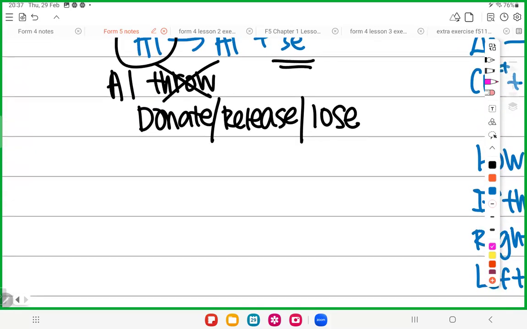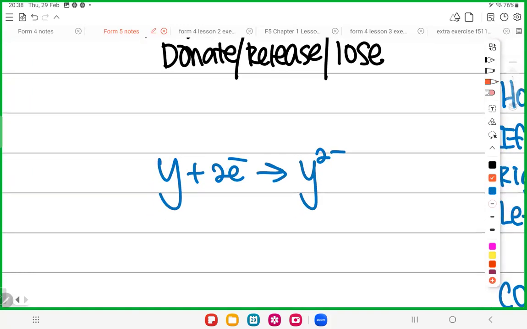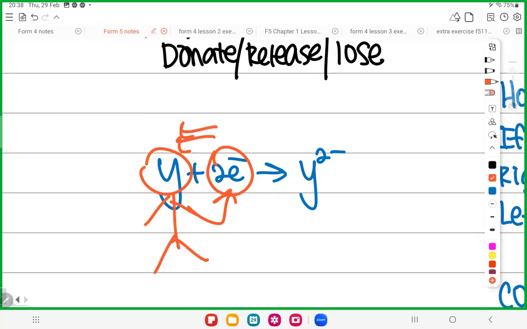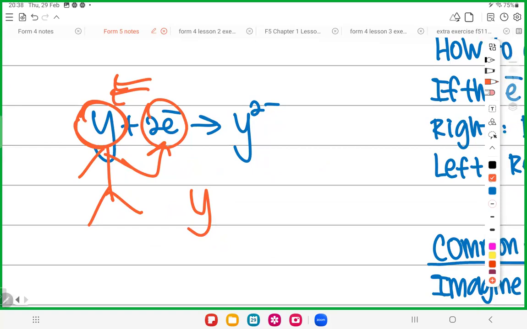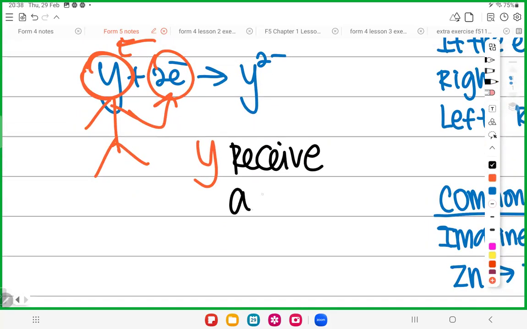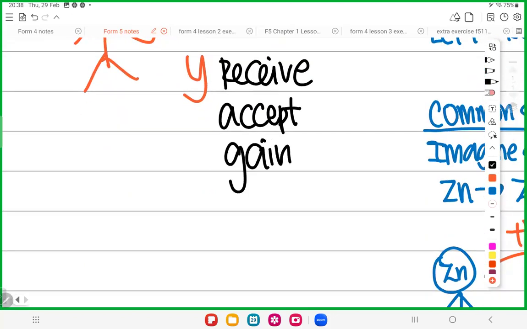Today I have a fella, this fella called Y2 minus. So this fella called Y plus 2e becomes Y2 minus. So what happened? Electron very close to me. So when electron very close, open your arm, take it. So now this fella called Y, you take the electron. You can use the word receive electron. You can use the word accept electron. You can use the word gain electron.